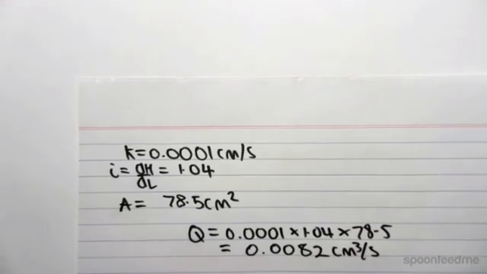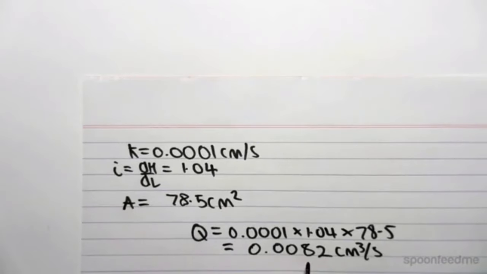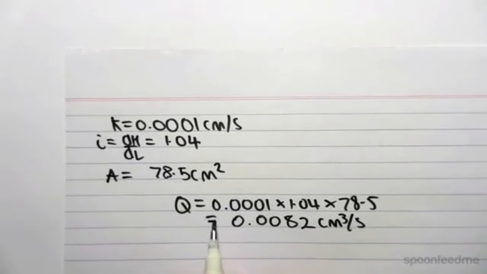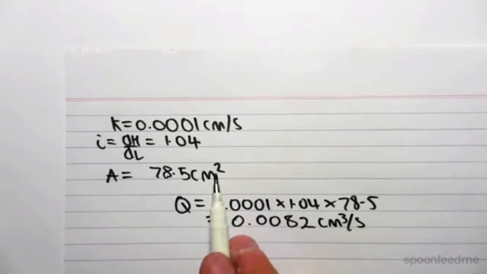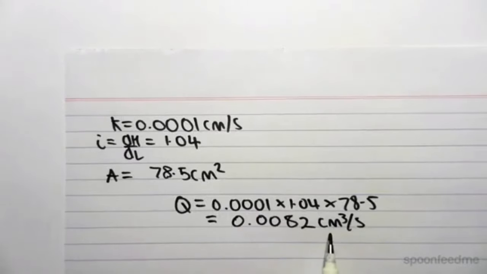Okay, let me just double check that. 0.0001 times 1.04 by 78.5. Yep, 0.0082 centimeters cubed per second. Once again, just be consistent with units: centimeters and seconds, centimeters squared, so I'm going to get centimeters cubed per second.